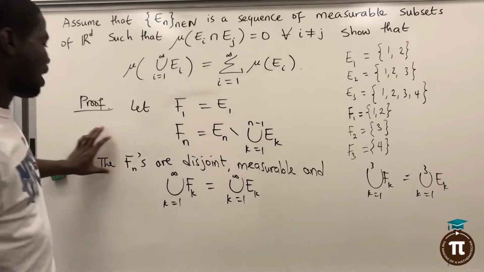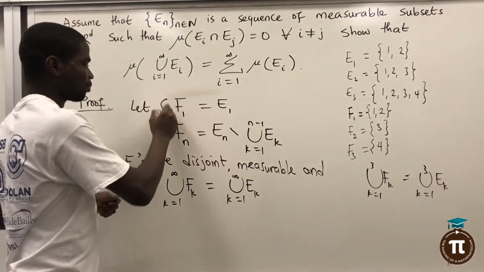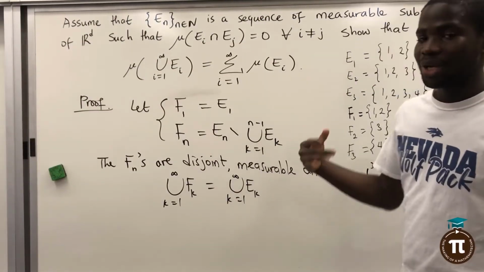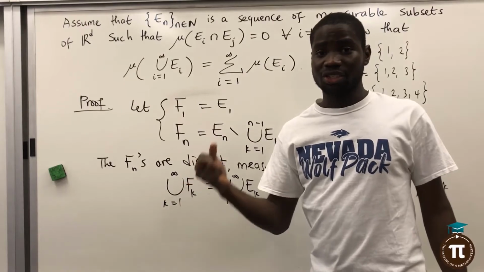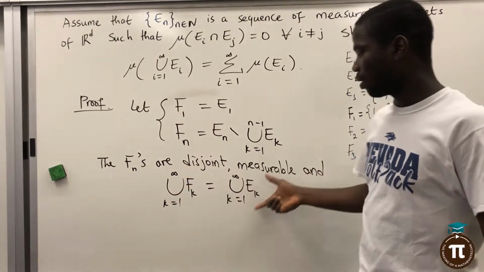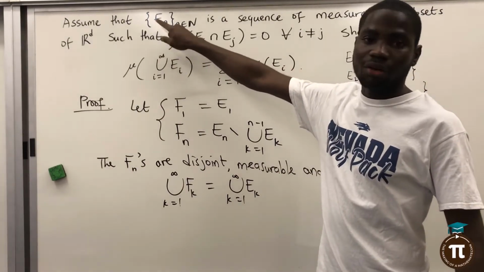Now, that is why the Fn are disjoint. The reason why we construct this set first is so that we make them disjoint. And we have to make them disjoint in such a way that by the time we take the union of everything, we recover what we're looking for. We recover the union of the Ek.